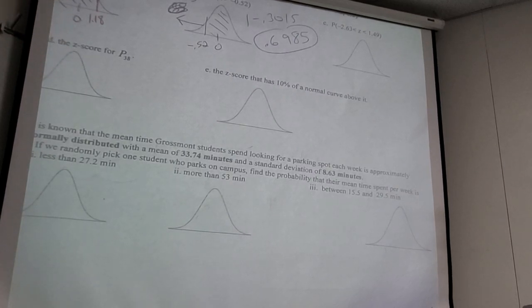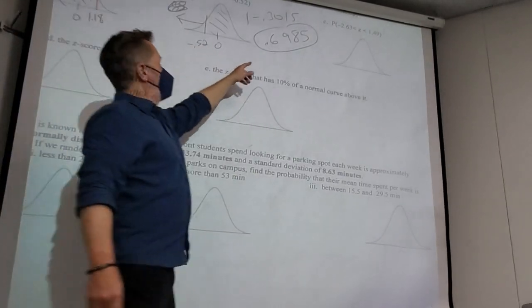Real quick, everybody look at your z-score chart. Look up positive 0.52. What do you get for the answer? Don't say anything. I want everybody to see it themselves. What answer did you get for positive 0.52? It's the same thing we got right there.